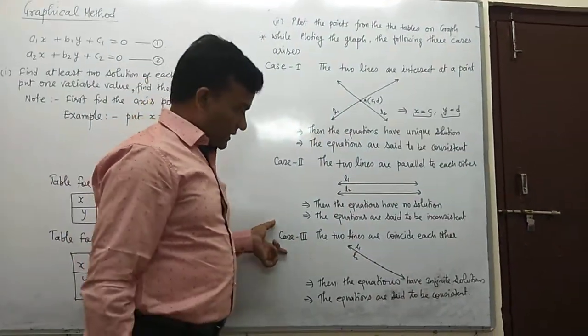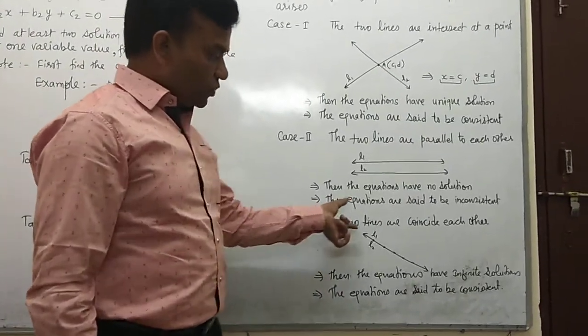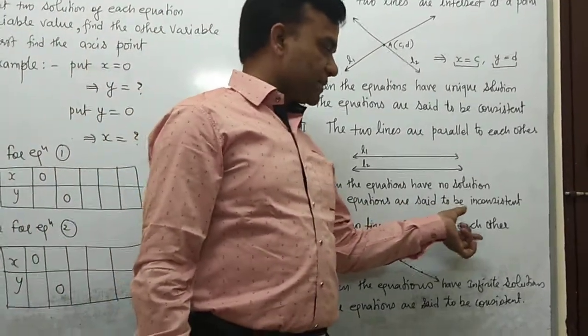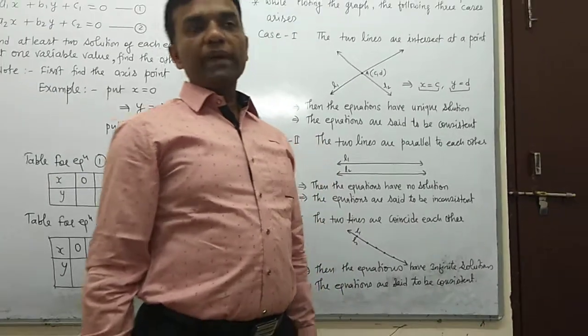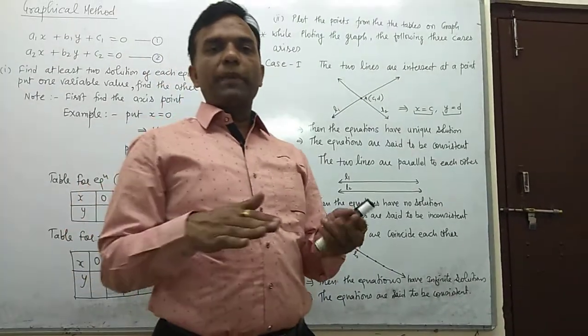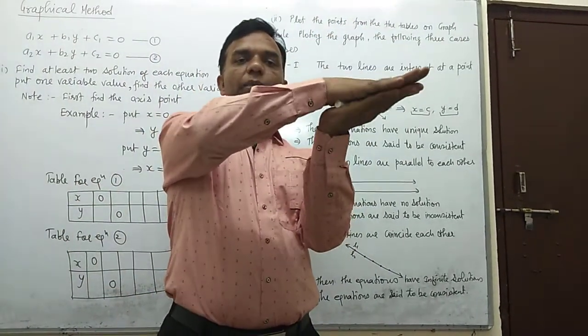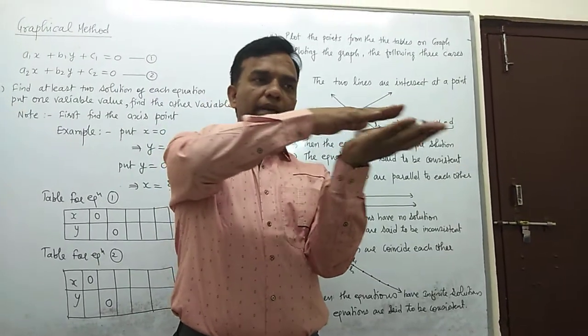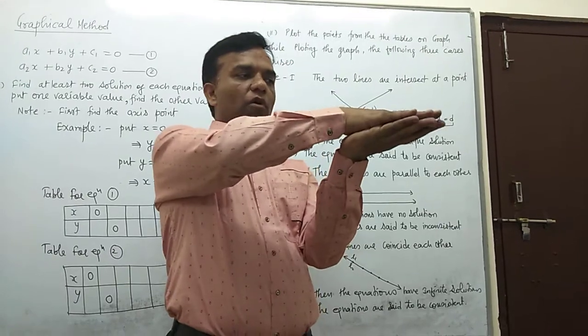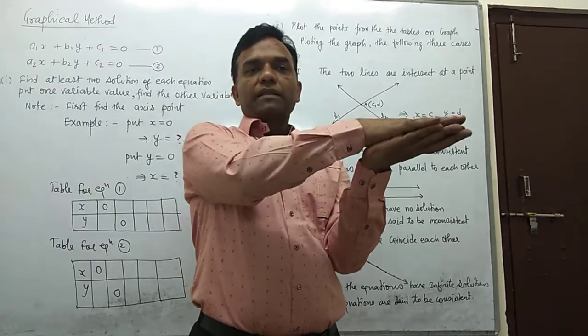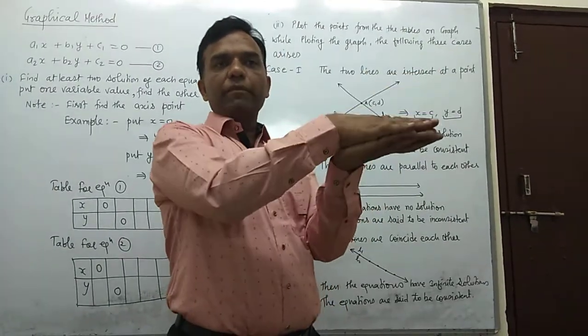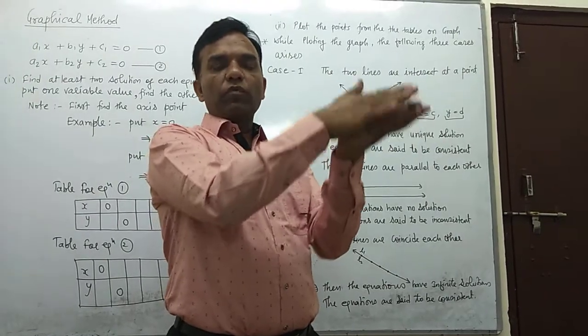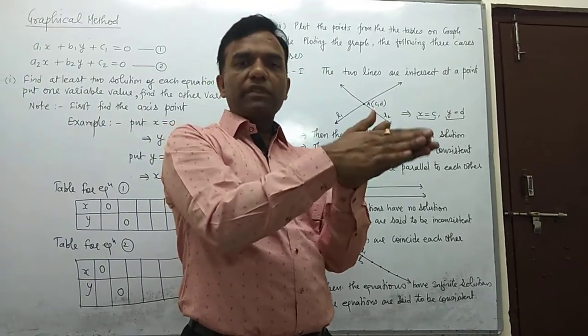Okay, now here we discuss the last case. The two lines coincide with each other. What do you mean by coincide? It means overlapping. Your first line is overlapping with the second. It means the first line completely overlaps the other line. Both lines are in the same place, like each and every point of the first line is touching the second line.